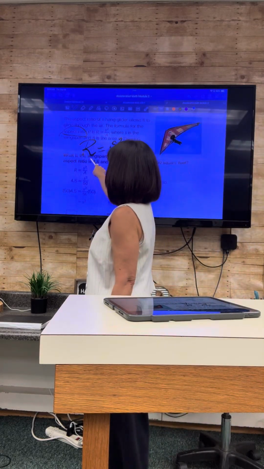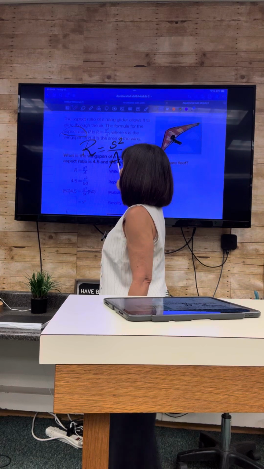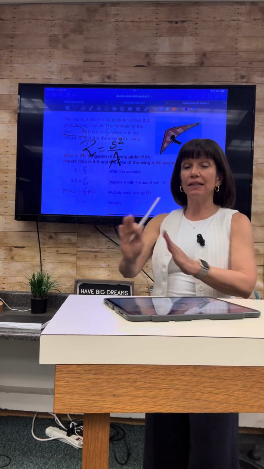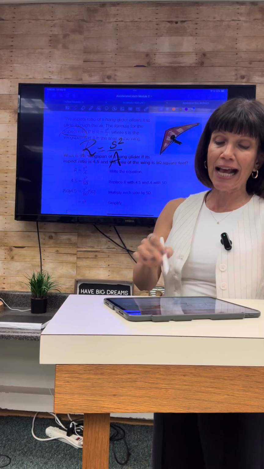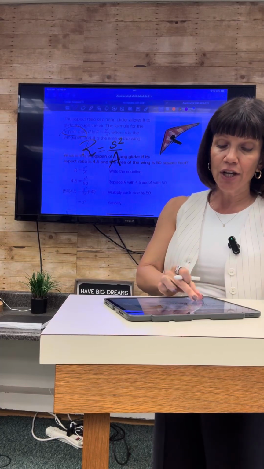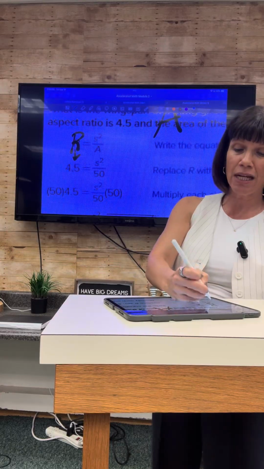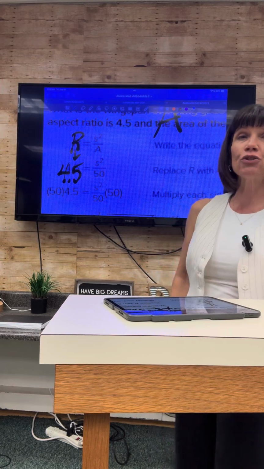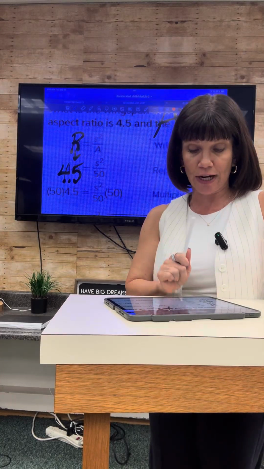So aspect ratio equals S squared over A, with S being the wingspan and A being the area of the entire wing. They ask you, what is the wingspan of a hang glider if its aspect ratio is 4.5? So what do I write in place of R for aspect ratio, class? Read it to me. 4.5. Please trace over 4.5, substituting it in place of R for aspect ratio.